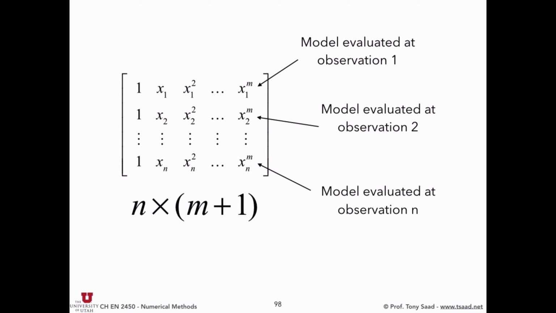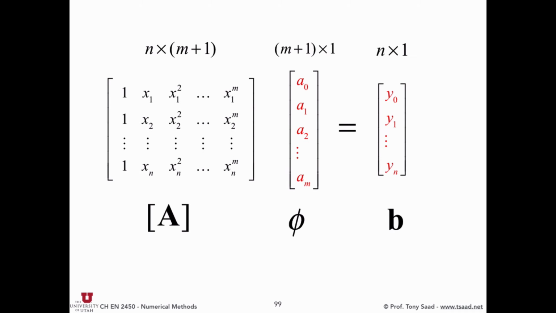Now this matrix is non-invertible because it's not symmetric. It's got n observations, so it has n rows, but m plus 1 columns, because you have m plus 1 coefficients. Okay? Each row is the model evaluated at the ith observation. So first row, model evaluated at observation 1, observation 2, and all the way to observation n. Okay? So when we put this together, we get a non-invertible system.